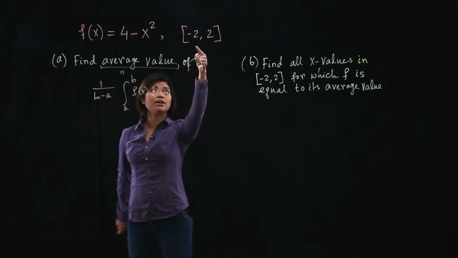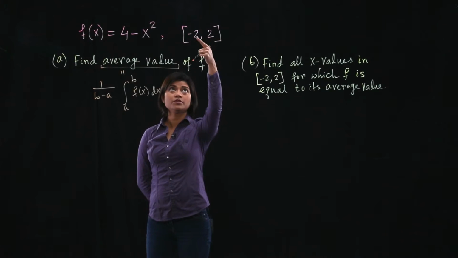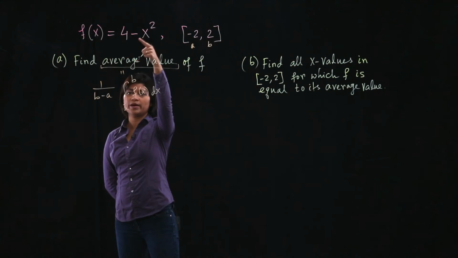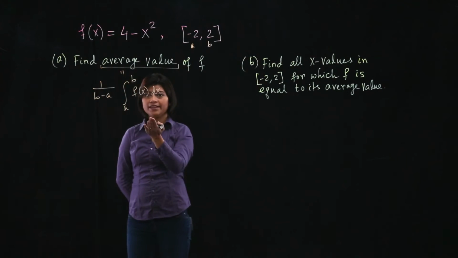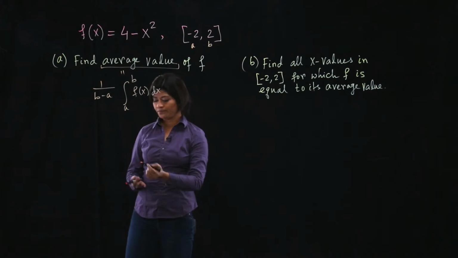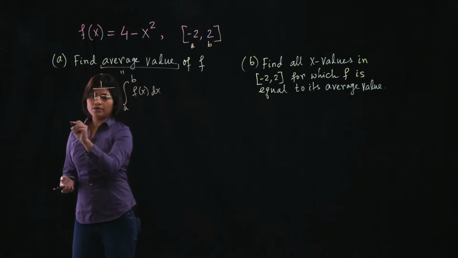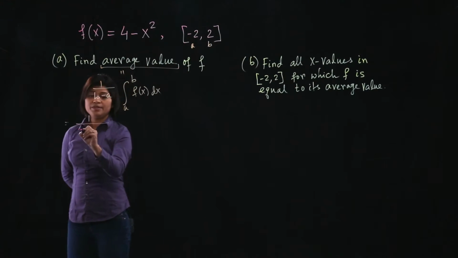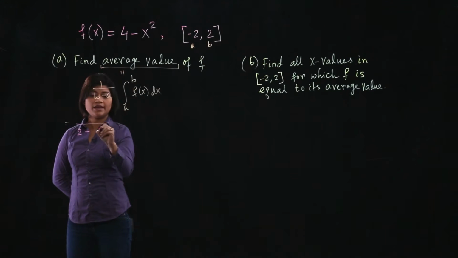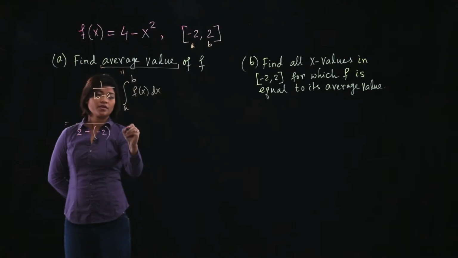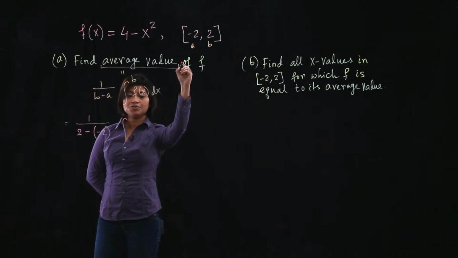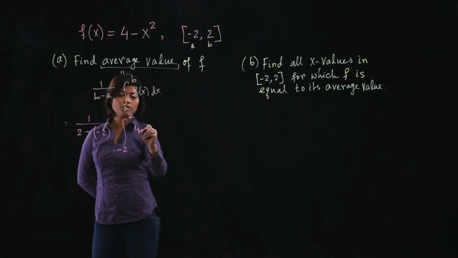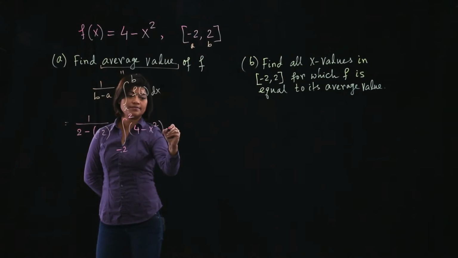Now notice that our interval is -2 to 2, therefore a is -2 and b is 2, and the function is 4 minus x squared. So plug everything in and then solve the integral. All right, so we have 1 over b minus a, b is 2, minus a is -2. Then we have the integral from a to b, so -2 to 2, of the function 4 minus x squared dx.